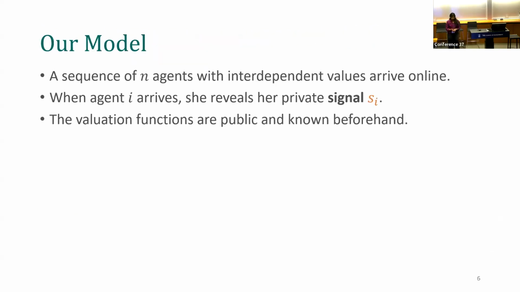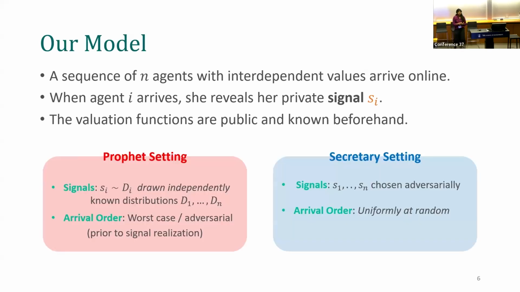Right. So in our model, we are going to look at online algorithms with this specific interdependent values model. So we see a sequence of n agents with interdependent values arriving online, where upon arrival, agent i is going to reveal her private signal, right? So agent i arrives and shows us what her signal Si is. And you can think of the valuation functions as all publicly known and known beforehand. Okay? And in our work, we consider both the profit setting and the secretary setting.